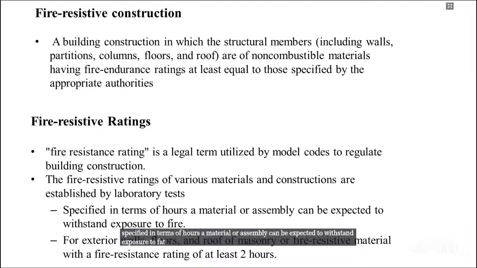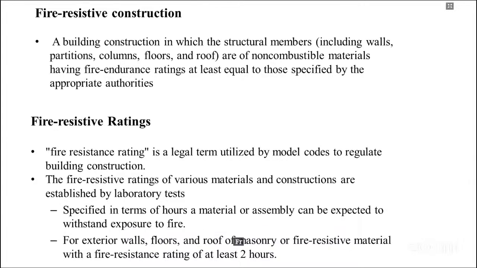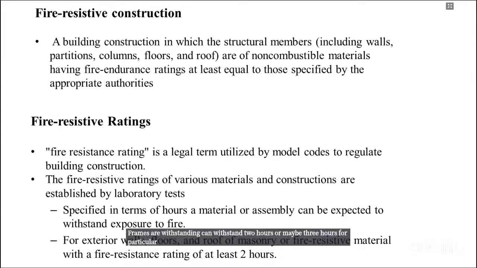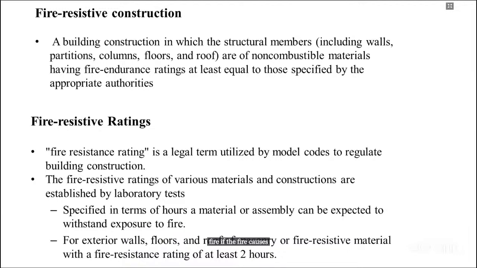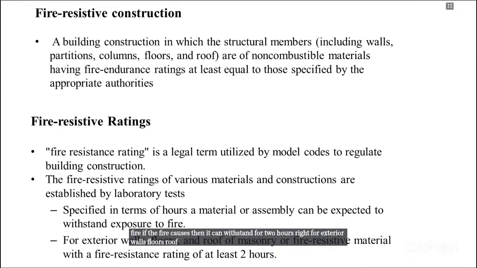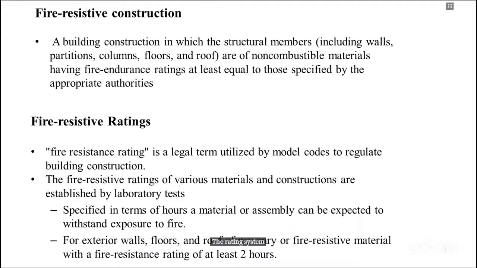So here what you have to give is that this type of wood or this type of panel which we are using in our frames can withstand 2 hours or maybe 3 hours of a particular fire. If the fire occurs, then it can withstand for 2 hours, right? For exterior walls, floors, roofs, or masonry or fire resistant material, the fire resistant rating should be at least 2 hours. So the rating system is basically asking you for 2 hours. So the time lag you have to go with is 2 hours.